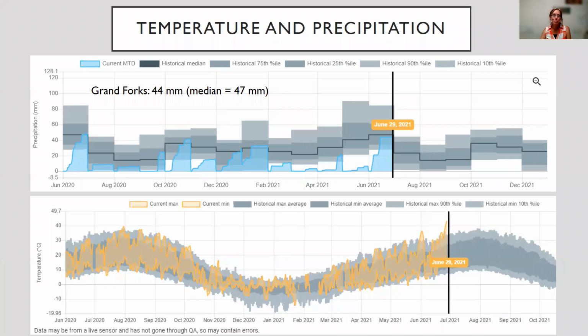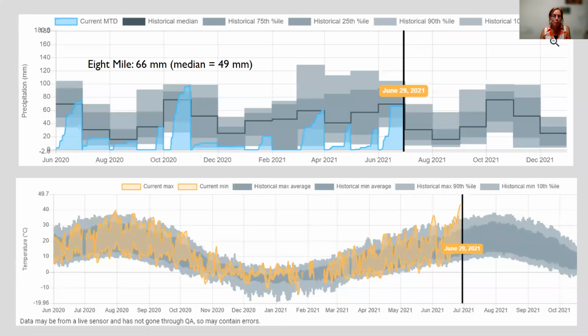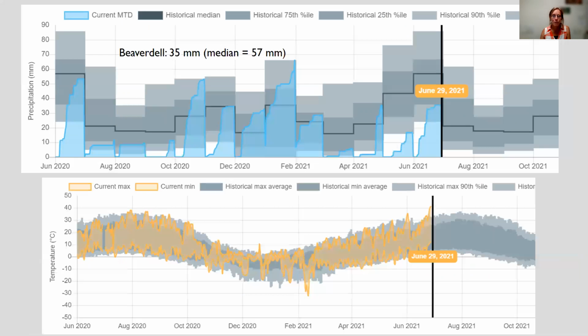So starting off with temperature and precipitation, as many of you are going to know, we had that dry spring. We did get a bit of rain, certainly in that June, which brought us almost up to the average. But we are now experiencing a heat wave across the whole province, but certainly impacting the boundary region. So this is up in 8 Mile for the Granby watershed and Beaverdale as well. So we're just seeing those really, really hot temperatures.